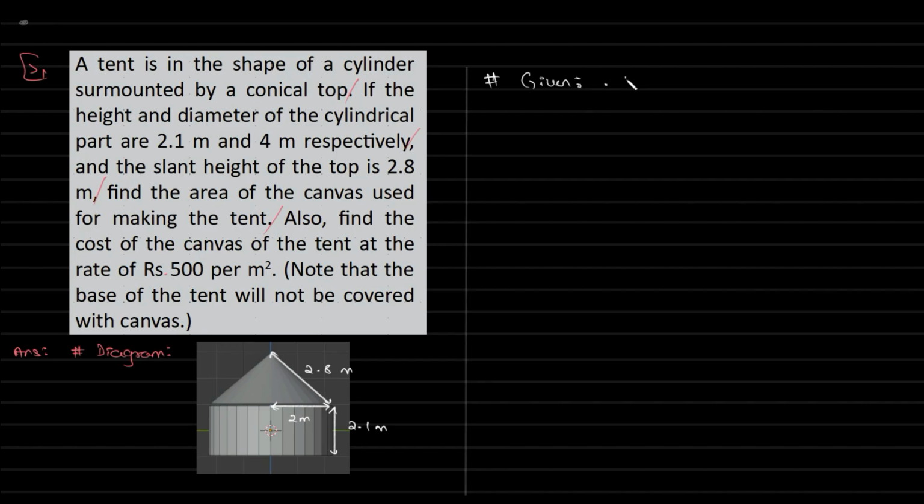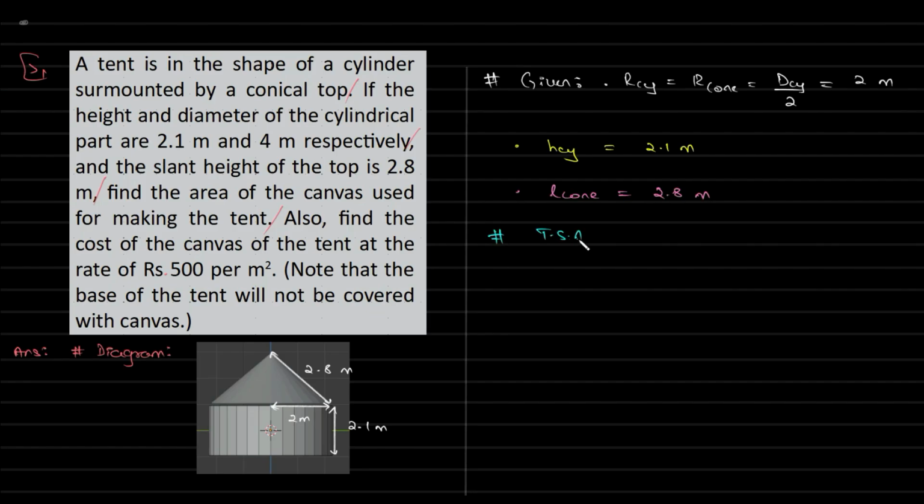Okay. All we have to do is write given and things, so that all the information is there. So we have radius of the cylinder, which is equal to radius of the cone, which is equal to diameter of the cylinder by 2, which is 2 meter, right? Next is height of the cylinder, which is 2.1 meter, and then we have slant height of the cone, 2.8 meter.